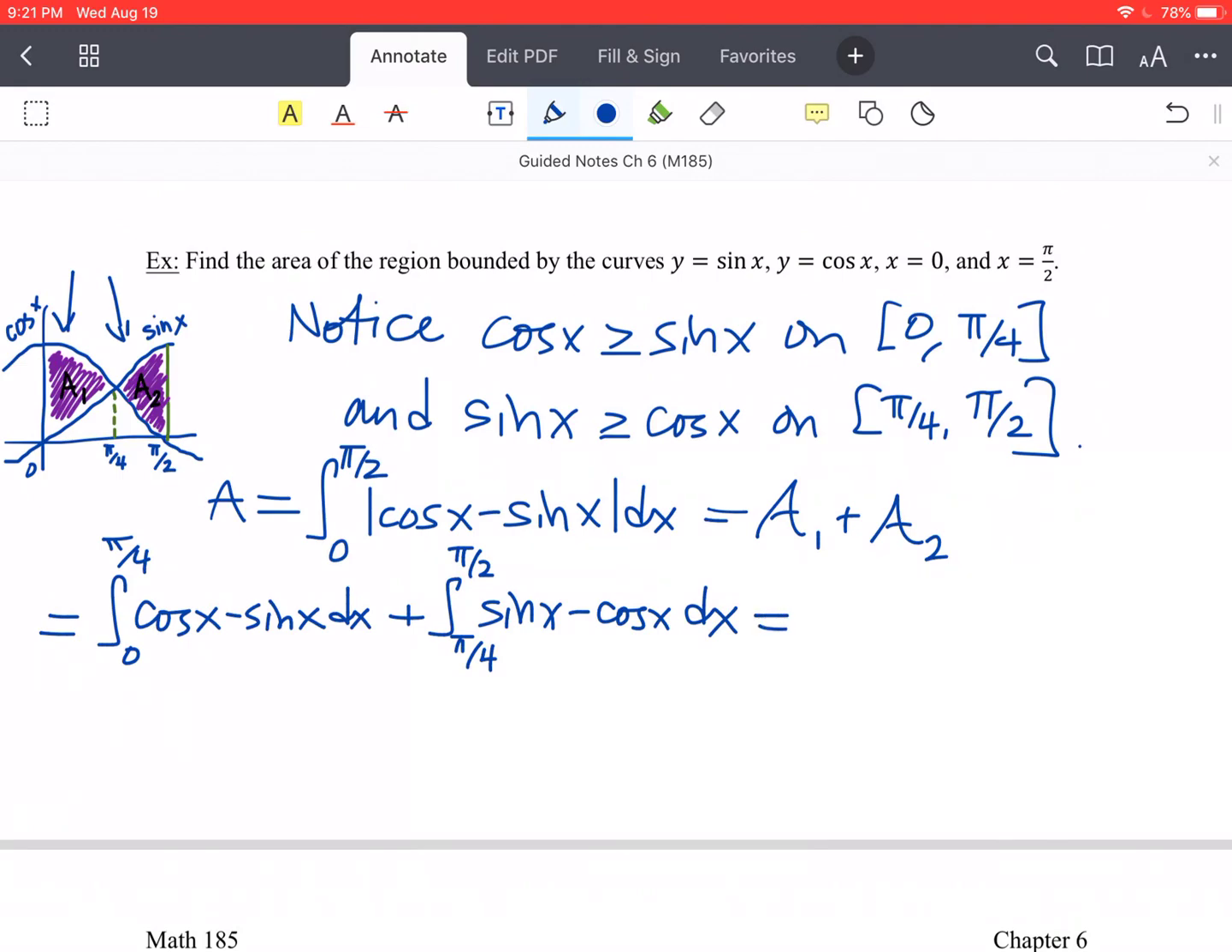Okay, and now we take antiderivatives, so hopefully you remember your trig antiderivatives. Antiderivative of cosine is sine. Antiderivative of negative sine is positive cosine, so that's plus cosine of x from 0 to pi over 4, plus antiderivative of sine is negative cosine. Antiderivative of negative cosine is negative sine from pi over 4 to pi over 2.